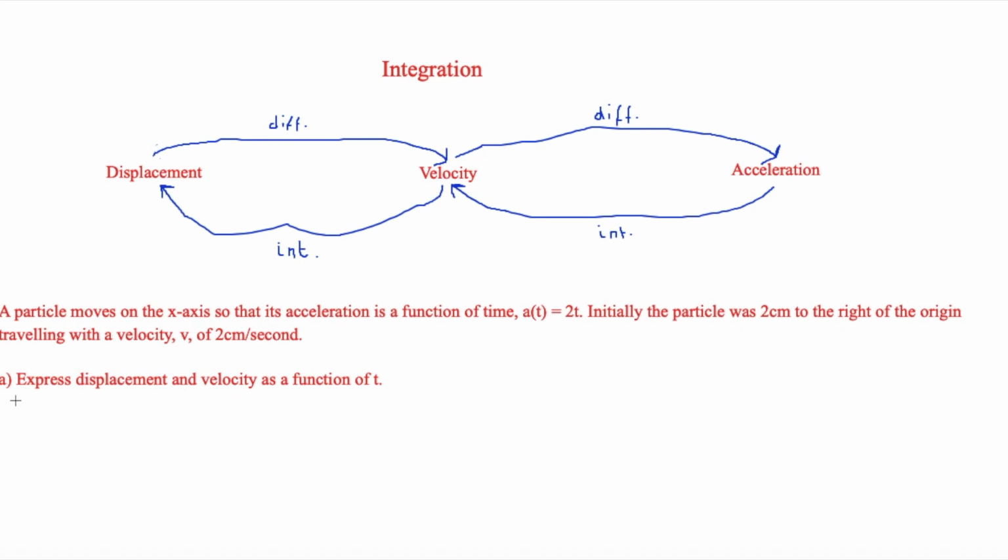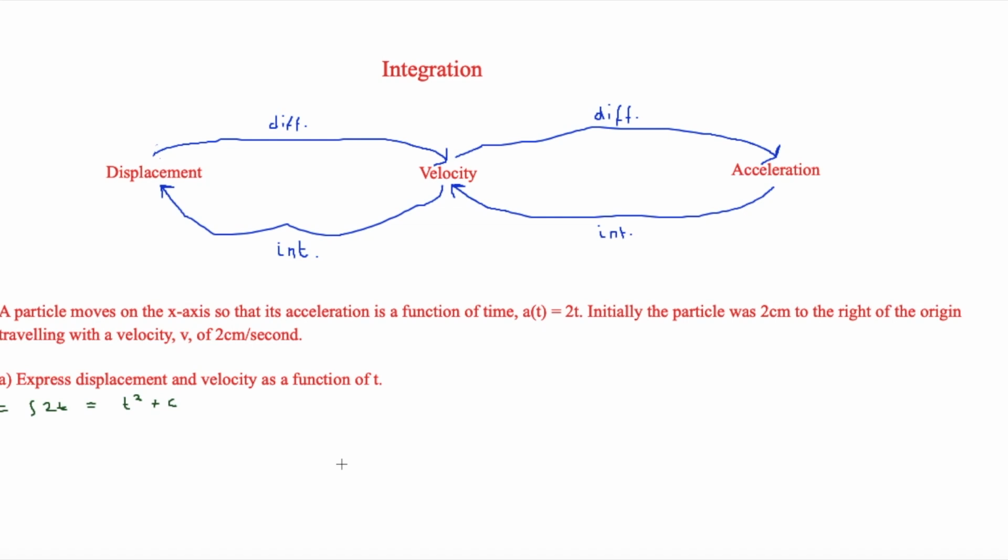So what we have to do is express displacement and velocity as a function of t. So we'll start with velocity, v there, and we know that velocity is just going to be, as seen from this, acceleration integrated. So therefore we're going to integrate 2t. And 2t integrated is fairly easy. Again, we're going to raise that power by 1 to get t squared, and then divide 2 by 2. So that's just going to be t squared. But then remember, plus c.